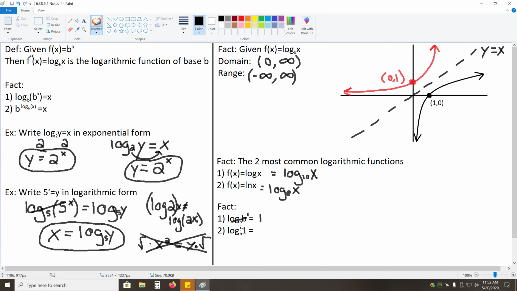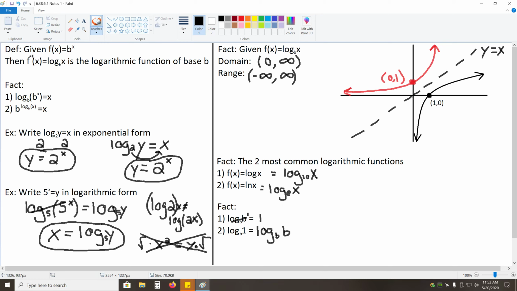Okay, so like I said, this one's a bit trickier. We don't have the base anymore. Log base b of 1, there is no b here, but there is a way that we could rewrite it. Log base b of 1 can be rewritten as log base b of b to what power?